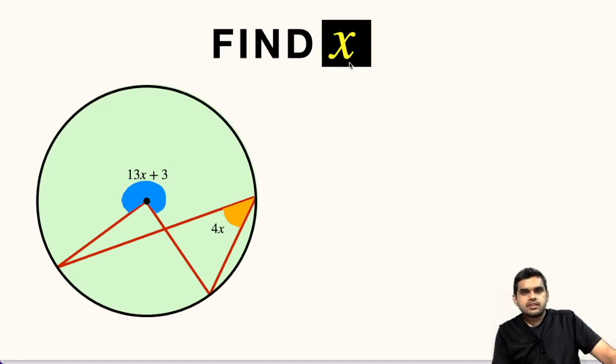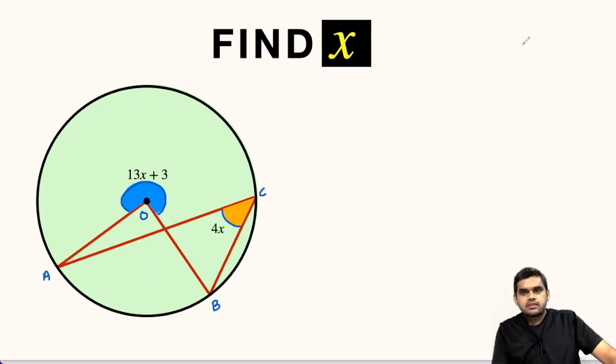So in this question, we are asked to find the value of x. Here 13x plus 3 is the angle in blue and 4x is the angle in yellow. Now let us name the center as O, this point as A, this as B, and this point as C.